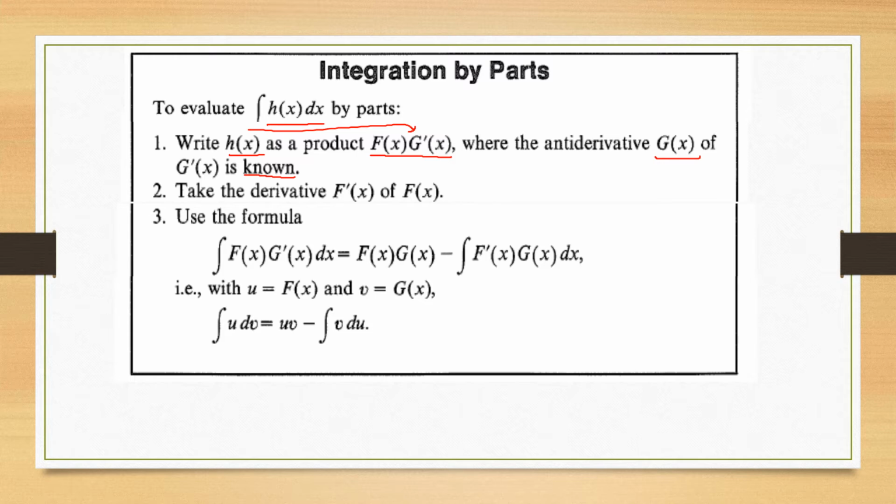Take the derivative f dash x of f of x. f of x is indicated as a factor of the integrand. We will take its derivative. Now we will move to our formula 1, which is mentioned here.